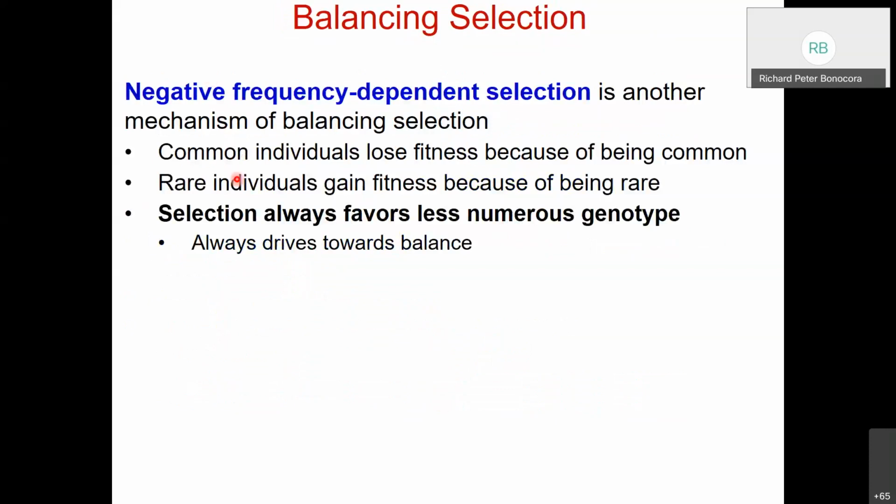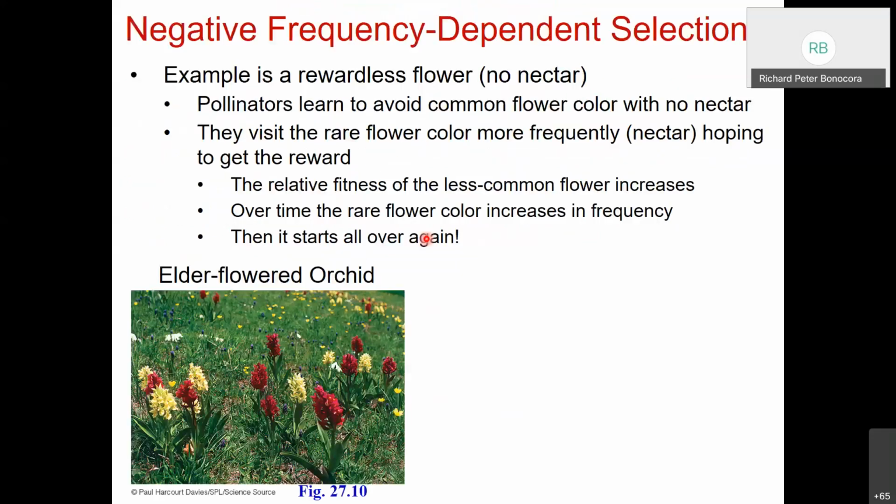Another way that this happens is what's called negative frequency dependent selection. Here, common individuals lose fitness simply by the fact of being common, so being more abundant. Rare individuals gain fitness because they are rare. And so selection always favors the less numerous genotype. And this will drive the selection towards a balance. So what does this mean?